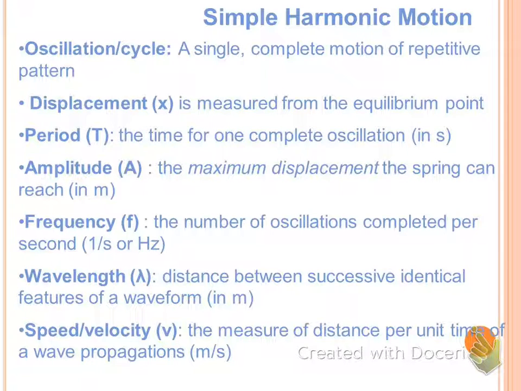Displacement is any distance from the equilibrium point. Can displacement be both positive and negative? Yes, we can move backwards from our original equilibrium point. Our equilibrium point is when our spring is at rest, or when our wave is at the center point. Period and frequency we've seen before. Period is seconds per one oscillation. Frequency is the opposite of that: how many oscillations per second.